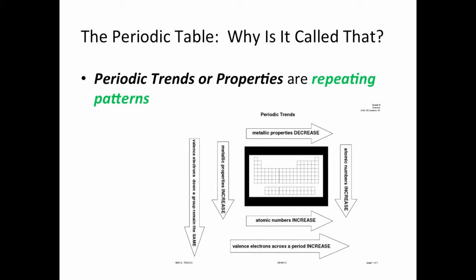Metallic properties increase from top to bottom. Valence electrons increase down a group and remain the same, right? So they have the same number of valence electrons, but more energy levels increasing from the top to the bottom. Metallic properties also increase from left to right. The atomic number increases from left to right, which is an observation we made in class the other day. Valence electrons increase across the period, also from left to right. And your atomic number increases from top to bottom.